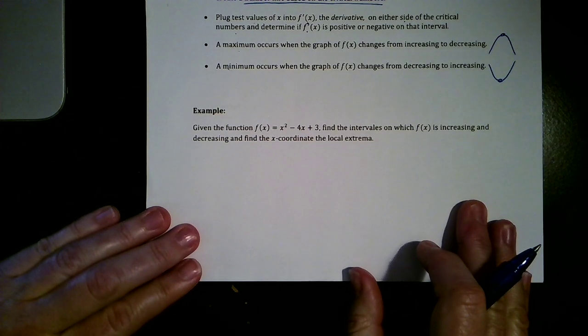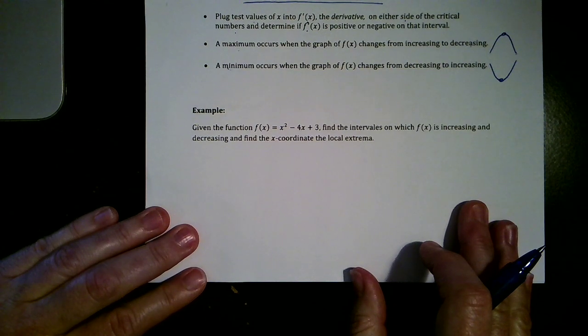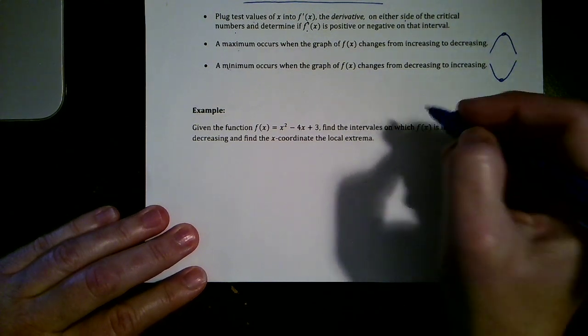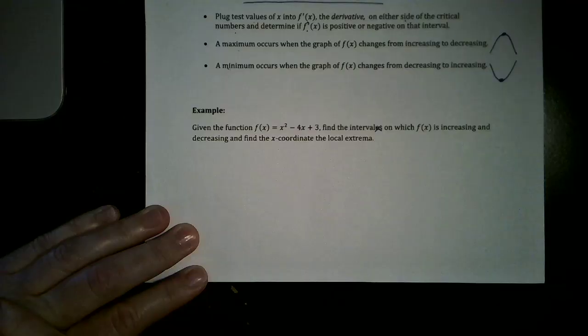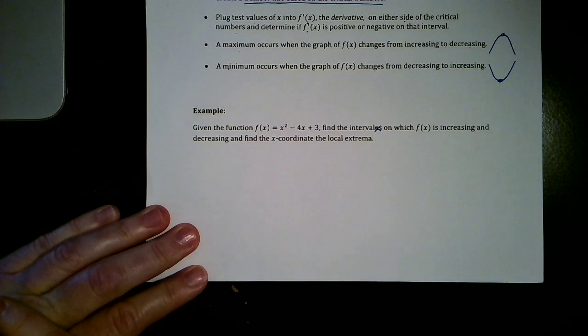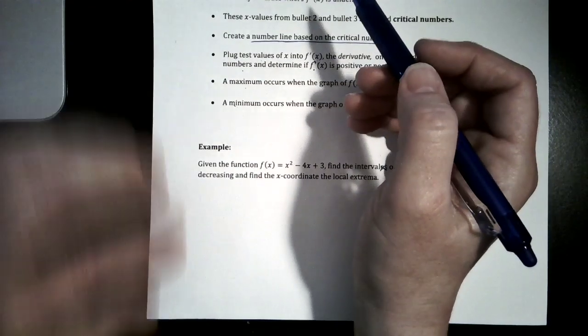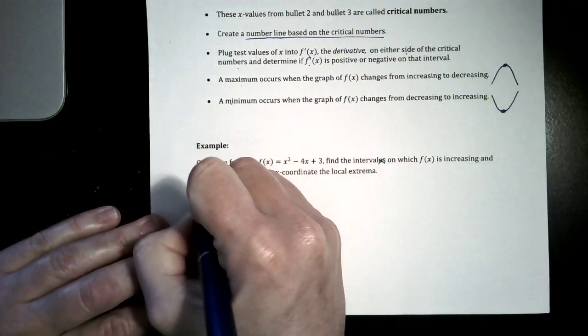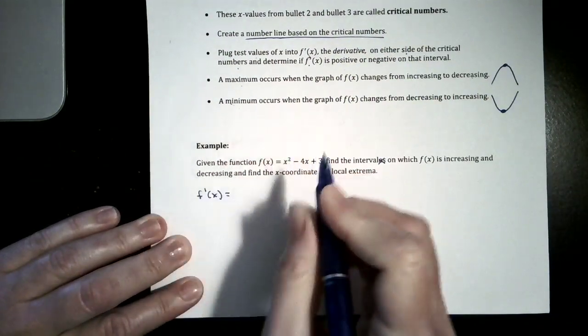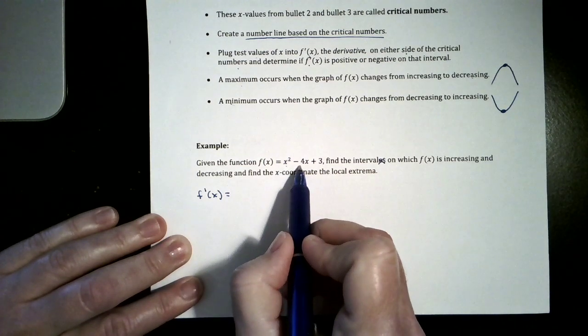Given the function f of x equals x squared minus 4x plus 3, we're going to find the intervals on which f of x is increasing and decreasing, and we're going to find the x-coordinate of the local extrema. So the very first step said to find the first derivative of f of x, or f prime of x. So f prime of x is equal to 2x minus 4.